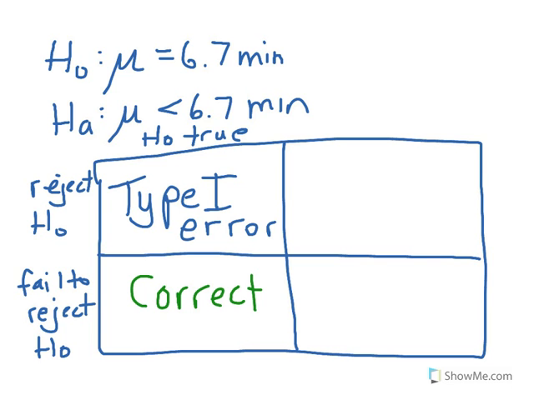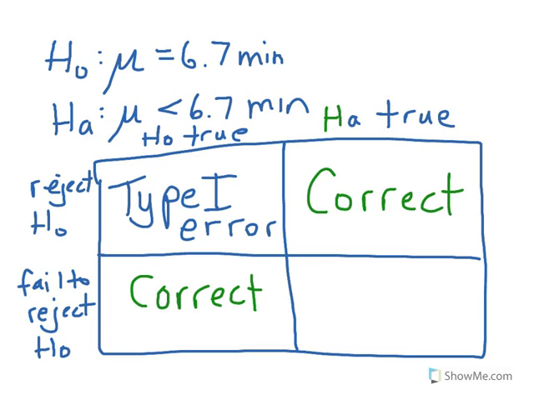Now, the other possibility is that the null is in fact false, meaning that the alternative hypothesis is true. Again, we have to think about which one of these, rejecting or failing to reject, would be correct and which one would be a mistake. Well, if the alternative is true and we reject the null, that's correct. That's what we should, in fact, do. If instead, when the alternative is true, we fail to reject, this is what we're going to call a type 2 error. And in any given situation, one of those could be worse than the other.